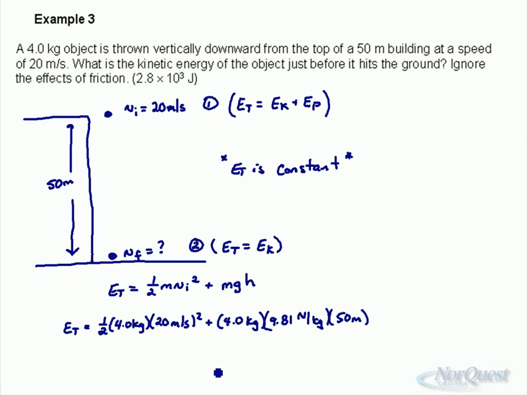And you should get 2762, which when we go to the appropriate significant digits should be 2.8 times 10 to the 3 joules.